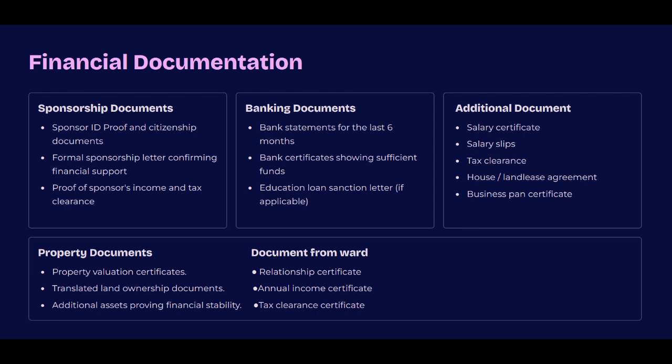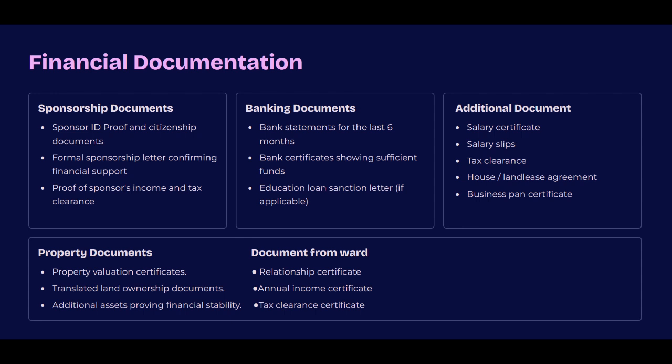These four things you should submit if you are taking an education loan. And after that, there is the property document. Property document is an additional document, like property valuation of something like land, house, etc. Translated land ownership document: the land ownership document should be translated. If the document is in Nepali or any other language, then you should translate it into English or Italian, then do notary. After that, a document from the ward or municipality.